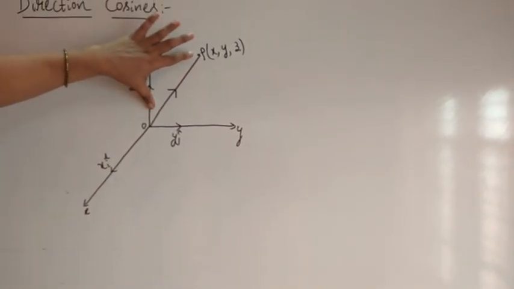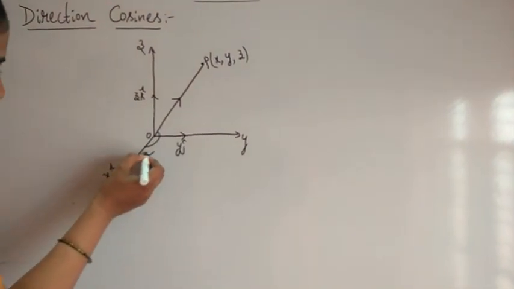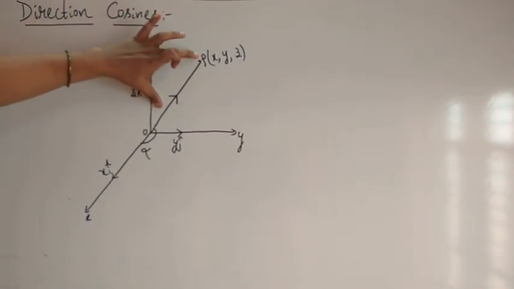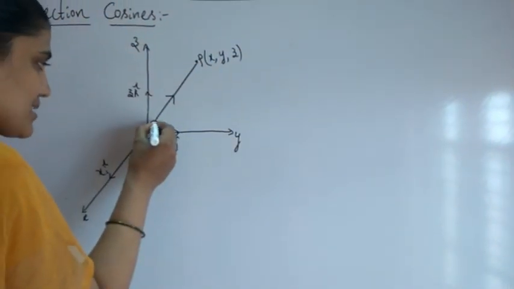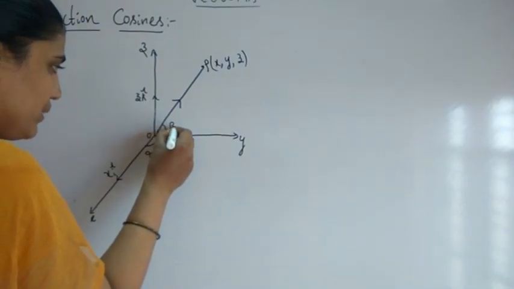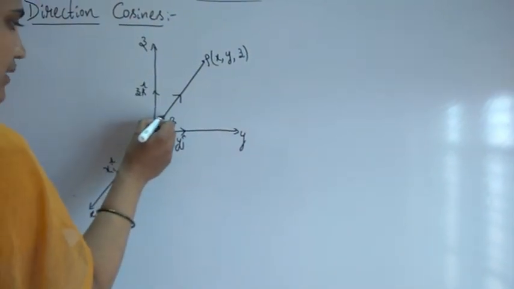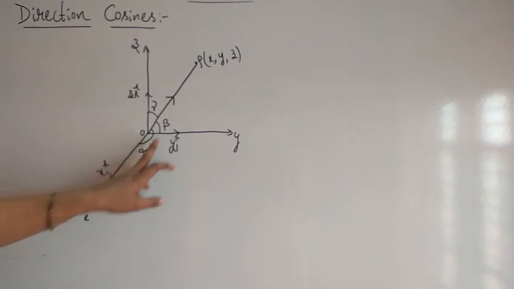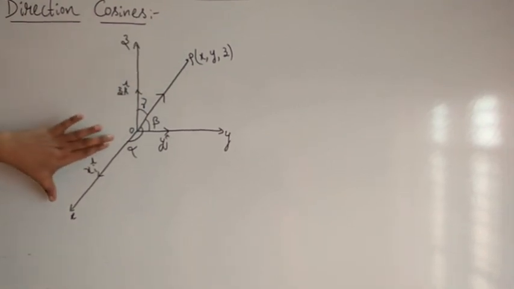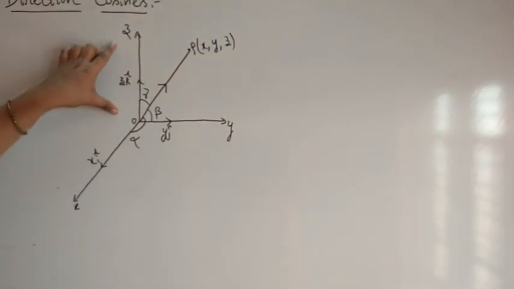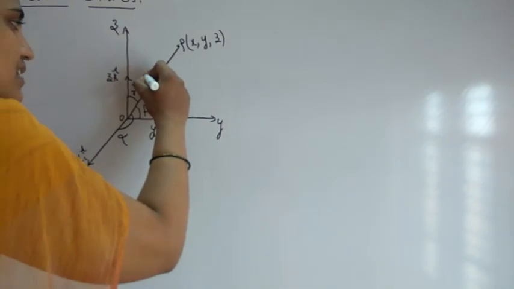Here this vector OP makes an angle with the x-axis, which is alpha. The same vector OP makes an angle with the y-axis, which is beta. Vector OP makes an angle with the z-axis, which is gamma. So alpha, beta, gamma are the angles made by the vector OP along the positive direction of the x-axis, y-axis and z-axis. Let us simply represent this vector OP as vector r.